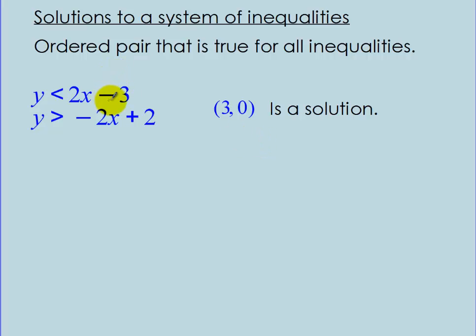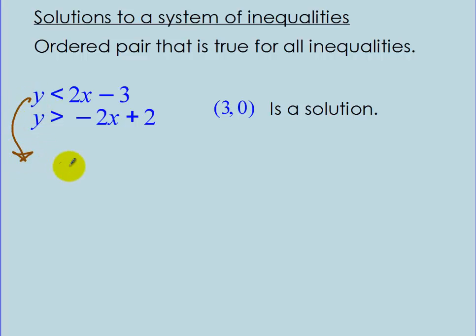A system, as you remember from system of equations, is two or more different equations. Well, a system of inequalities is two or more inequalities in the same system. So when you have solutions to these, they have to satisfy all inequalities in the system. So for example, (3, 0) is a solution because we have two inequalities here.